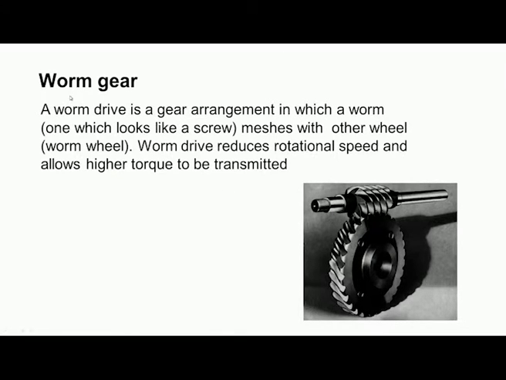We have another type called worm gear. The picture shows the worm gear. A worm drive is a gearing arrangement in which a worm, which looks like a screw, meshes with another wheel. So, this is called worm. The worm meshes with the wheel called worm wheel. So, this bigger one is called worm wheel. Worm drive reduces rotational speed and it allows higher torque to be transmitted.